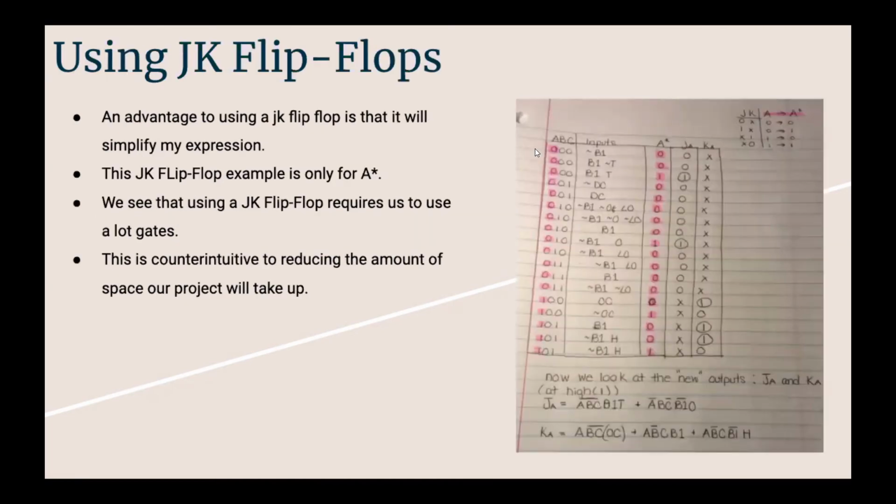All right, and then I also looked into the possibility of using a JK flip flop. An advantage of using a JK flip flop is that it will simplify my Boolean expressions. This JK flip flop example is only for my next state A. I have it right here on the side in a little picture. You can see how I worked through that. And then we see that using a JK flip flop requires us to still use a lot of gates. This is counterintuitive to reducing the amount of space my project will take up. That was my biggest thing. I want to make sure I keep it compact.